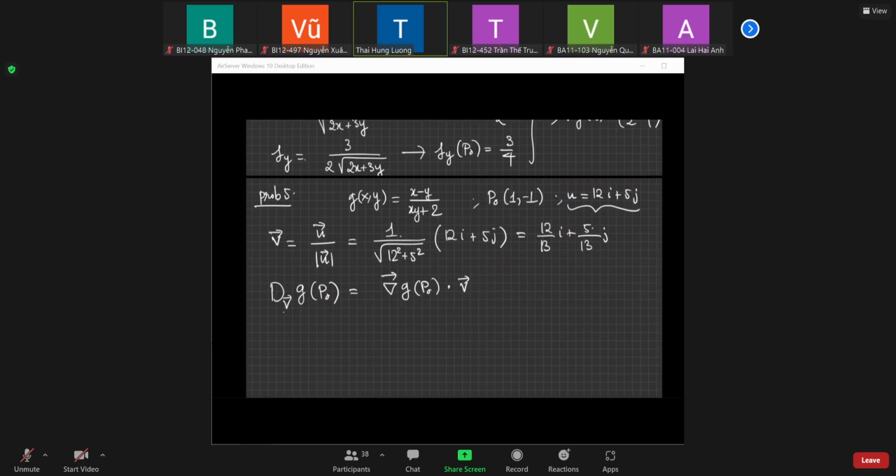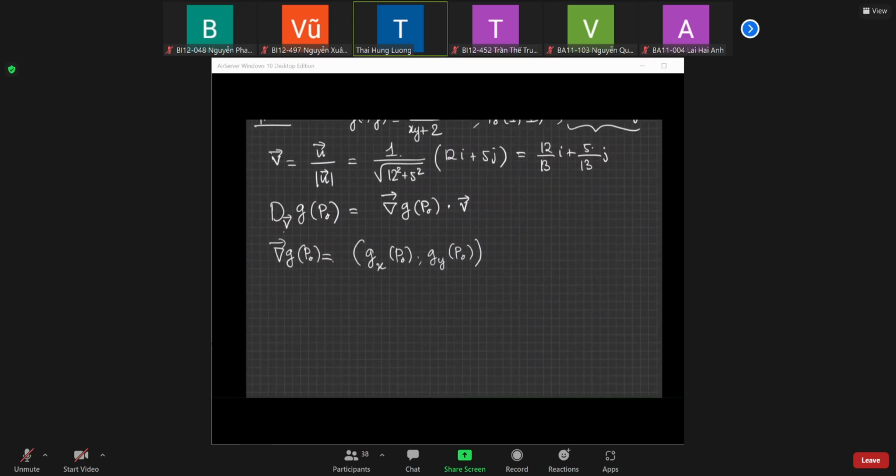The first one we already have, that is the vector v. And now let's take a look at the gradient vector g. So we come back to the previous two problems, right? So again, gx at p0 and gy at p0. Can anyone help me complete this calculation? Okay, anyone can do it?